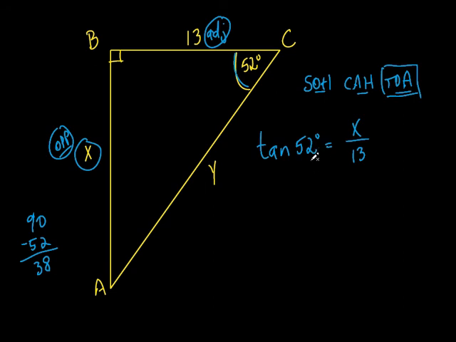Now on your calculator, on the TI-30, how do you think you do this? You think you hit the tangent first on your calculator? No, what do you hit first? Hit 52 first and then do tangent. But I'm not going to do that right now. I want to get x by itself.